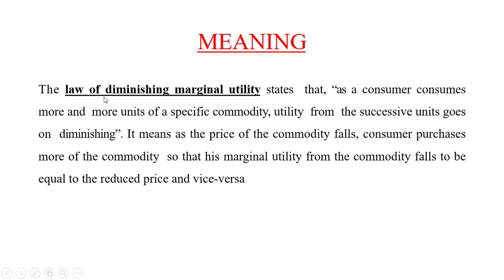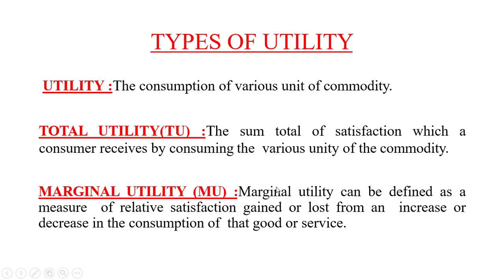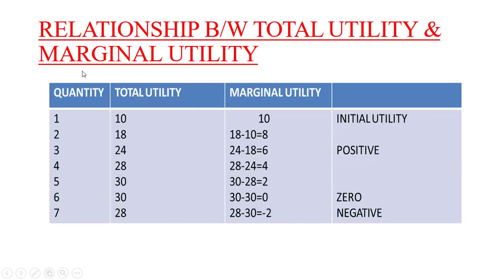For understanding this law of diminishing marginal utility, we need to take an example first so that it will be much clearer to you what is the meaning of law of diminishing marginal utility. So let's directly go for the example. Now see here, there is a relationship between total utility and marginal utility. Now what is this total utility and marginal utility? It will help us to know the law of diminishing marginal utility.